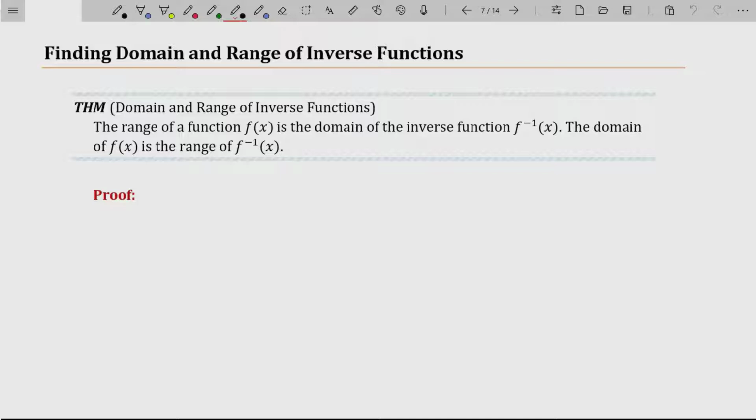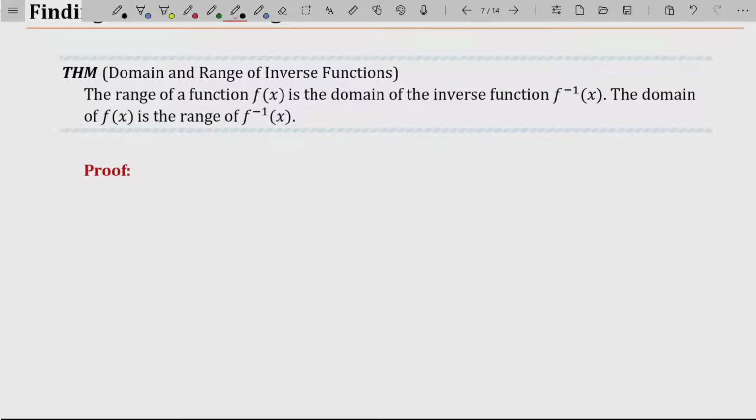As this theorem states, the range of the function f is the domain of the inverse function, f inverse. Remember that notation right there, just as a big warning, that notation is not 1 over f. Anyhow, you know that just from the previous video you watched, but I just want to say that just in case you missed that. By the way, the domain of your function f is the range of f inverse. Let's go ahead and prove that.